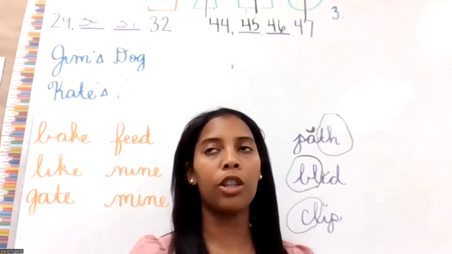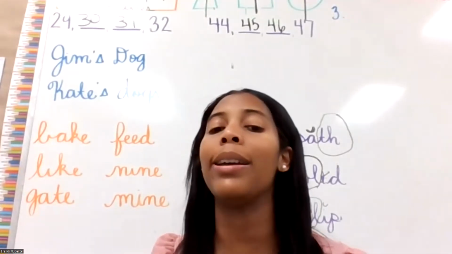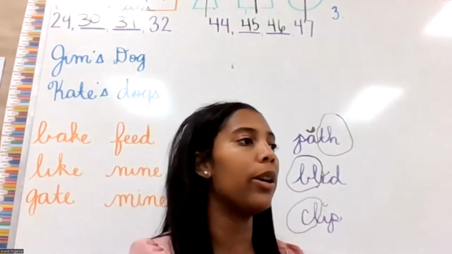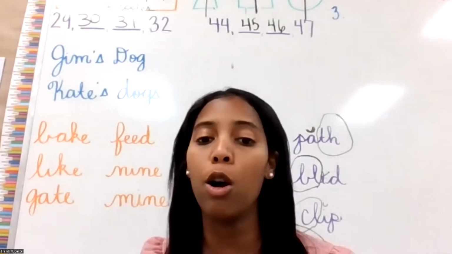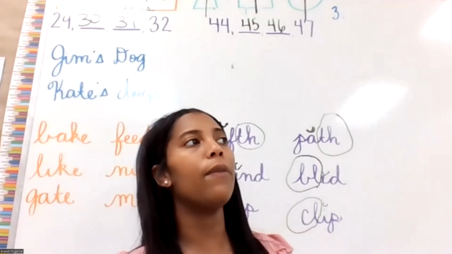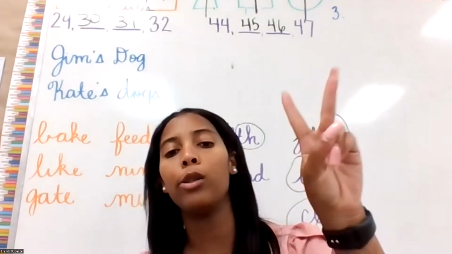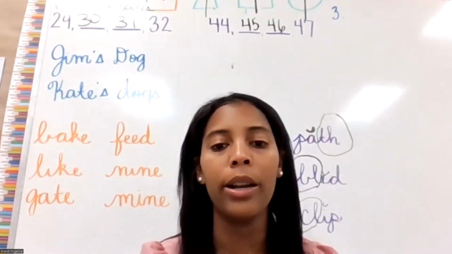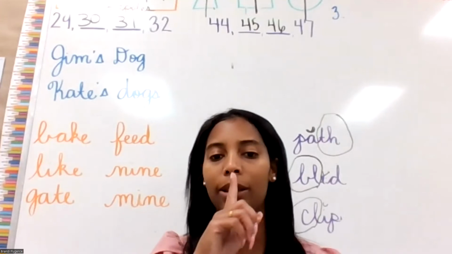So the short vowel rule tells us that when there is one vowel in a word, it is a short vowel. The long vowel rule tells us when there are two vowels in a word, the first one is long, the second one is silent.